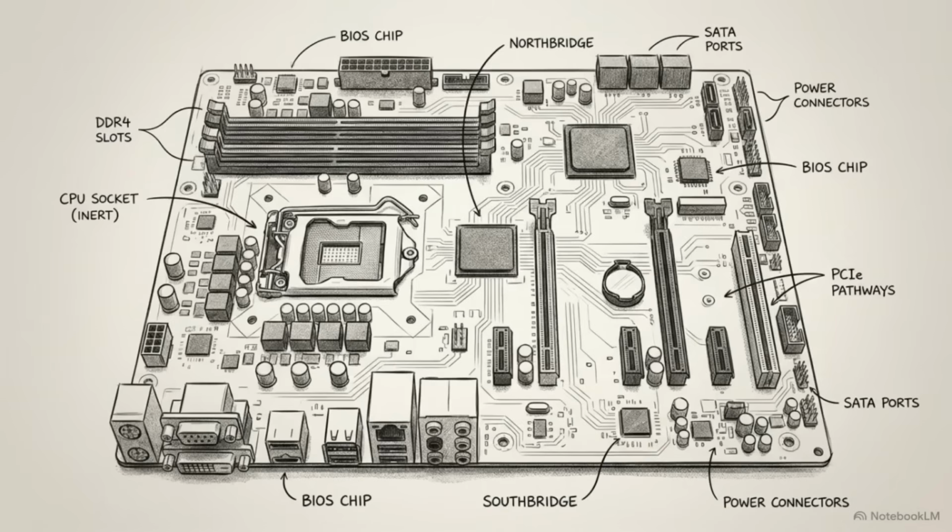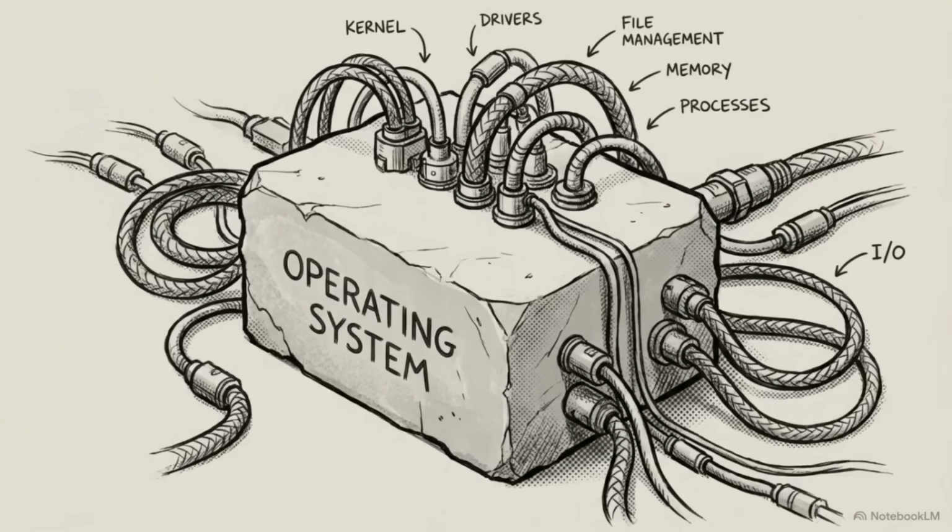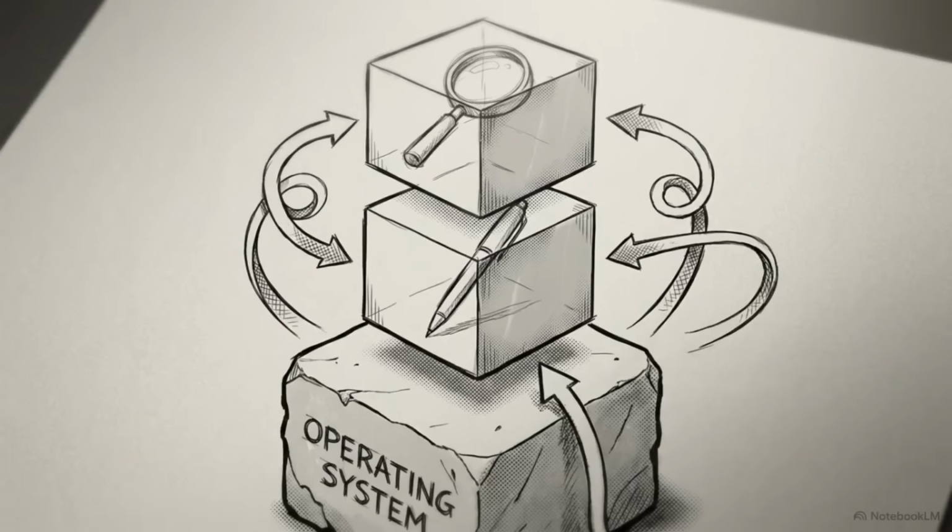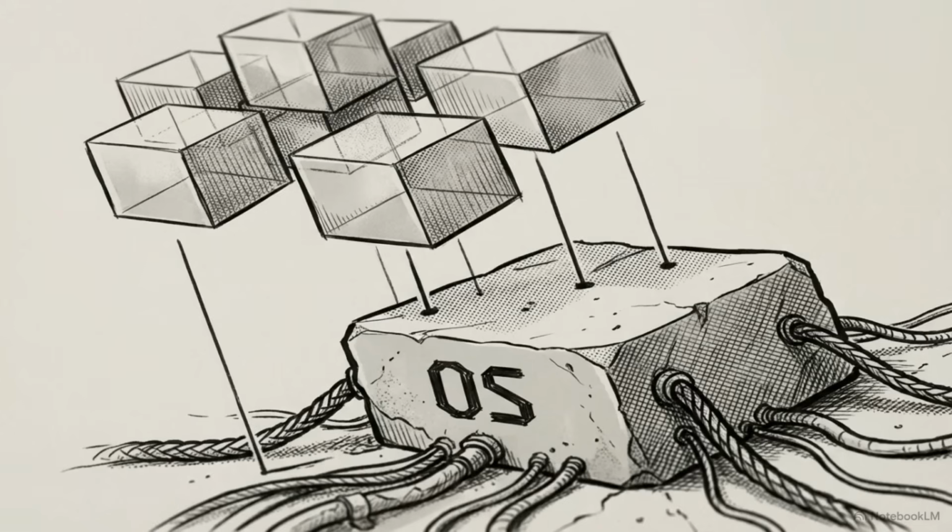This hardware is inert without software to provide instructions. System software, like an operating system, serves as the foundation. It manages the hardware resources we just mapped. Application software consists of the specific tools you use on top of that foundation, like a web browser or a text editor. Application software cannot run without the system software foundation to communicate with the hardware.